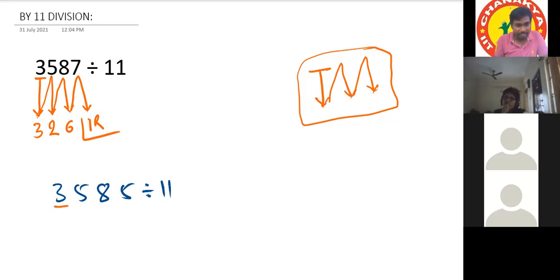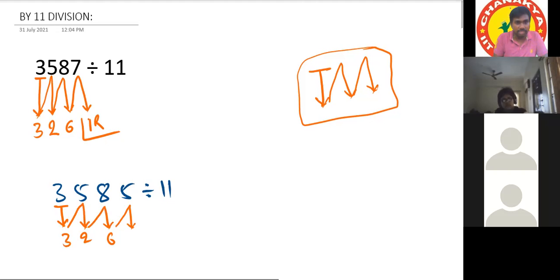Krishnaditya. Yes, sir. Yeah. First drop 3. Now subtract 3 from 5. 2. Next, subtract 2 from 8. 6. Now, how to subtract 6 from 5? We cannot subtract 6 from 5. In this case, we have to do one work. What is that work? Reduce this number by 1 and write that 1 before 5. It will be 15 now.